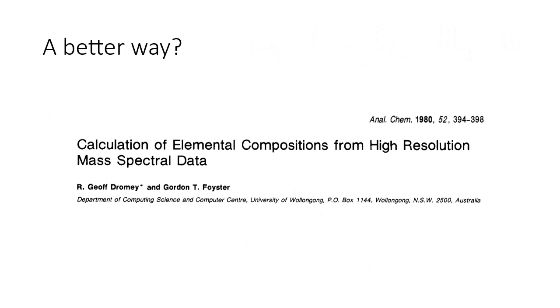Well, of course there is, or this would be a very odd lecture. There are in fact multiple ways of solving this problem, but the one I'm going to be describing here is known as the Dromey Foyster algorithm. It was developed in 1979 by Jeff Dromey and Gordon Foyster at the University of Wollongong in Australia. Jeff Dromey was a professor and Gordon Foyster was actually the master's student in his group, and there can't be many master's projects where the outcome of the project is still being used and discussed over 40 years later.